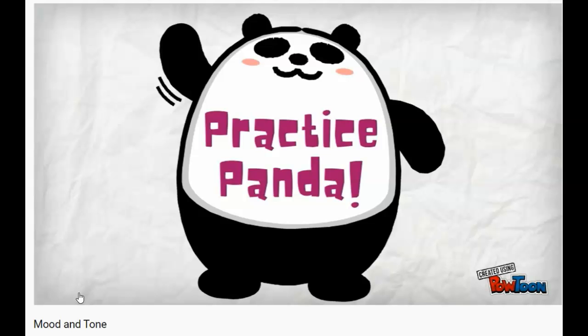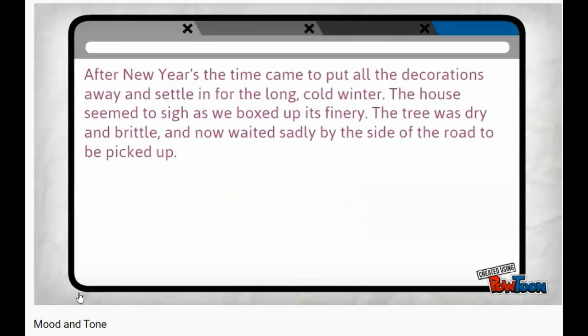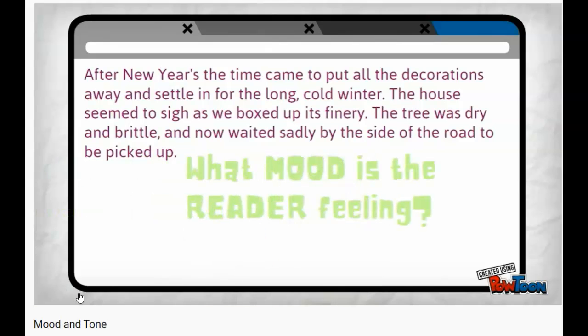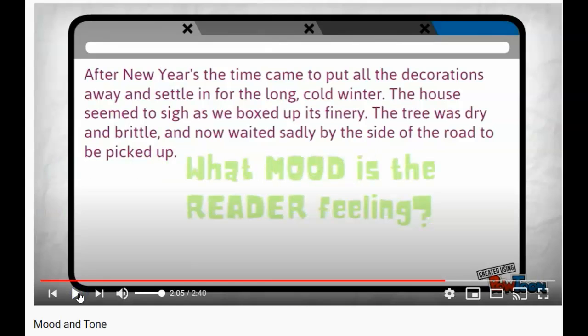Let's practice another one. After New Year's Eve, time came to put all the decorations away and settle in for the long, cold winter. The house seemed to sigh as we boxed up its finery. The tree was dry and brittle, and now waited sadly by the side of the road to be picked up.